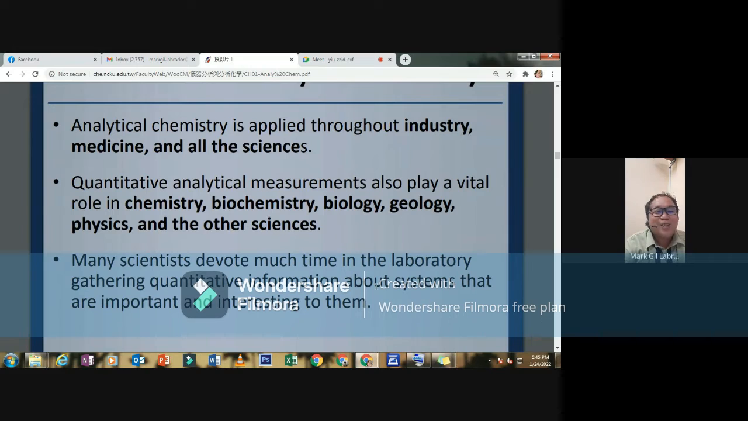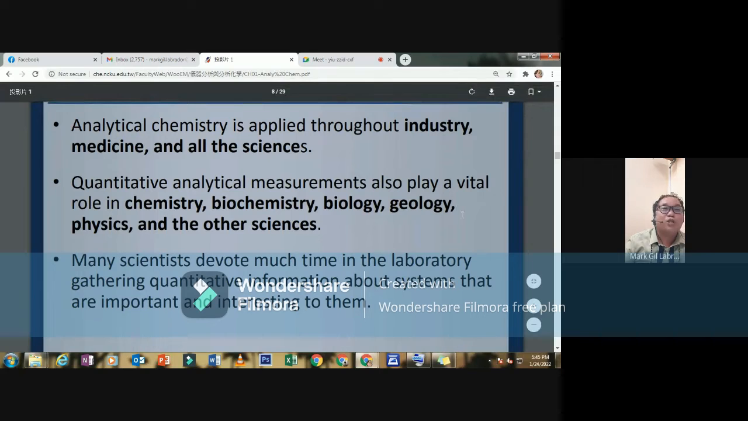Okay. So let's continue. So now quantitative analytical measurements also plays a vital role in chemistry. Kasi usually we use numbers. Biochem, combination of biology and chemistry. Ano pa? Biology. That is also a quantitative analytical measurements. Geology, physics, and other science. So many scientists devote much time in the lab gathering quantitative information about systems that are important and interesting to them.